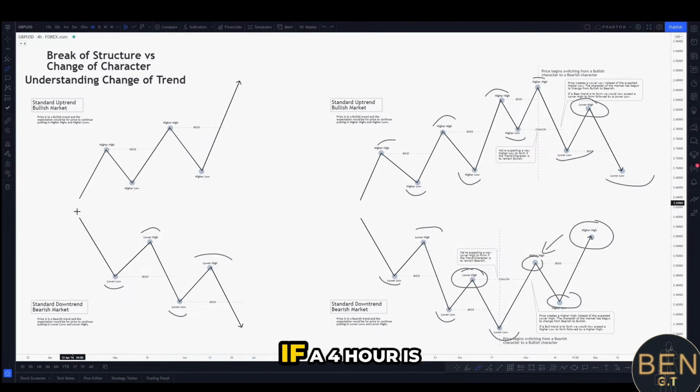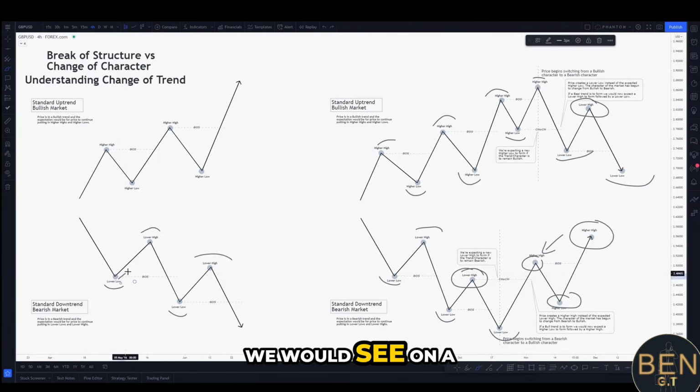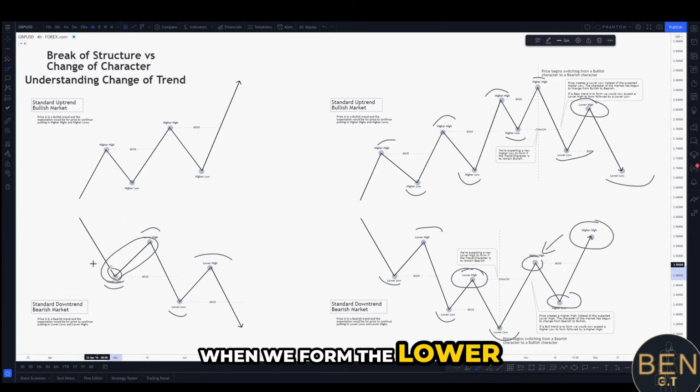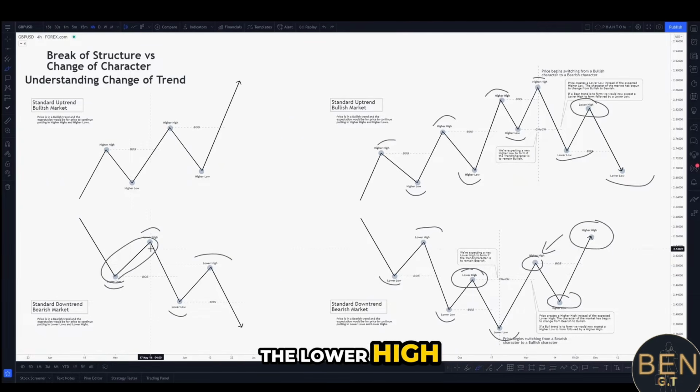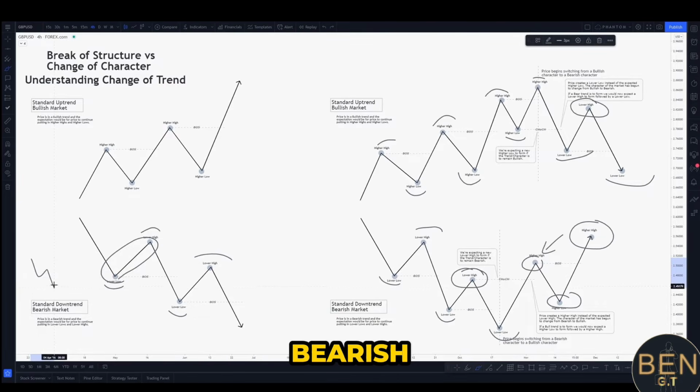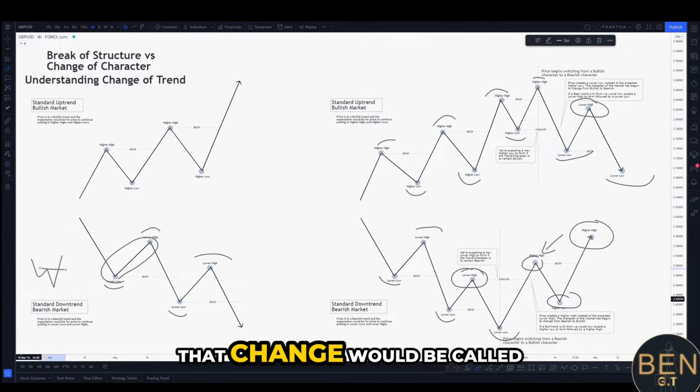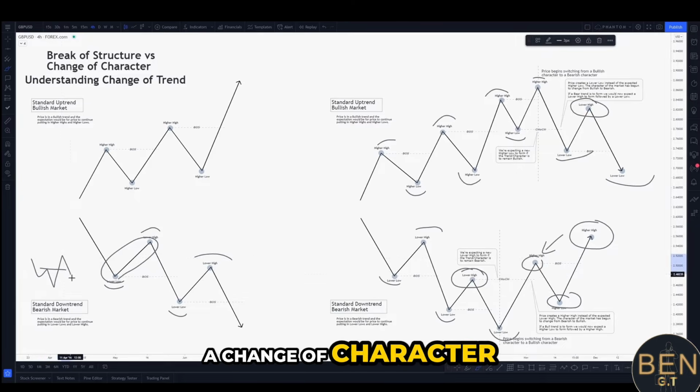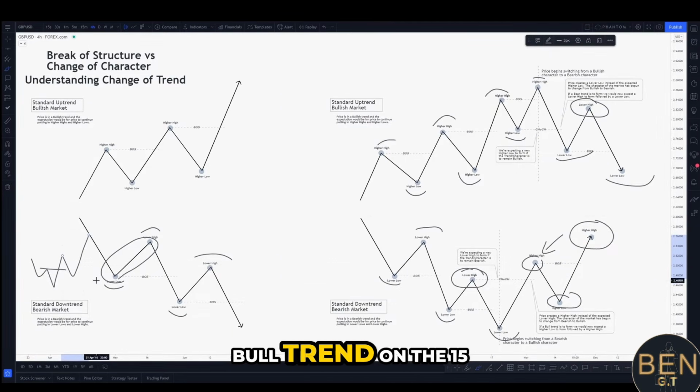So for example, if a 4-hour is putting in a series of lower lows and lower highs, what we would see on a 15-minute in this area, when we form the lower low and we're starting to create the lower high, generally speaking, is that the 15-minute is going to have to switch from bearish to bullish. That change would be called a change of character. And then once we create another higher high, we have now confirmed a bull trend on the 15-minute.